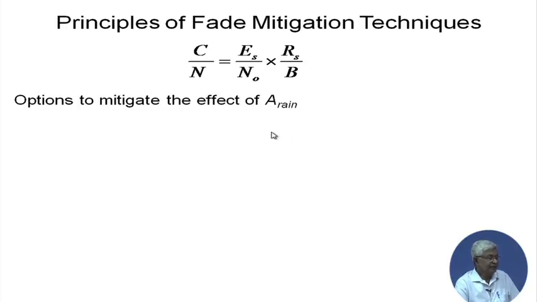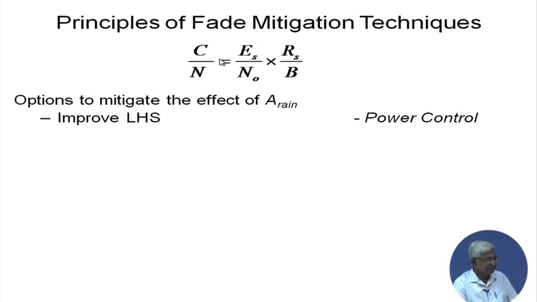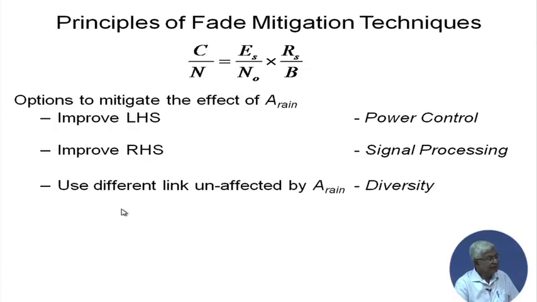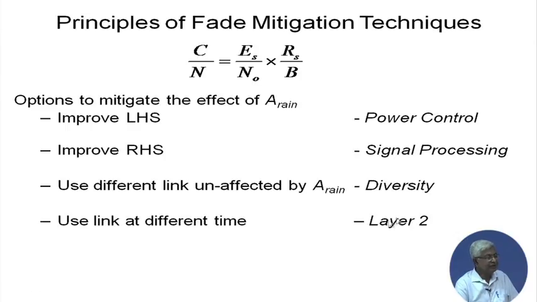Options to mitigate the effect of rain are to improve the left hand side, C by N, and that is done by power control. You can improve the right hand side, that is called signal processing, and you can use a completely different link which is unaffected by rain. So, it is called diversity, or you can use a different time, then it is layer 2, above the physical layer, it is called automatic repeat request, etc. So, there are various possible techniques to mitigate that.